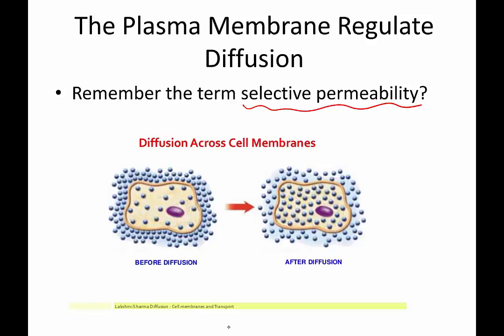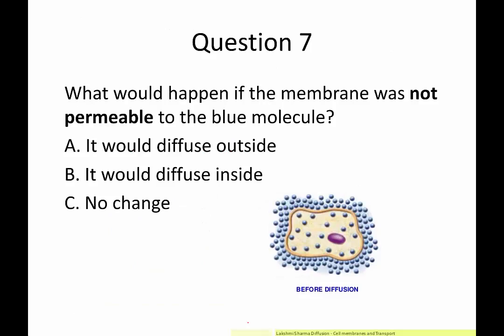You can see you have a high concentration of blue solute molecules on the outside of the cell, and over time, you can see those blue molecules diffuse inside. They pass the plasma membrane and diffuse inside the cell. So here's another question for you. This is question 7. What would happen if the membrane was not permeable to the blue molecule? Would it A, diffuse outside, B, diffuse inside, or C, there would be no change? What would happen if this membrane was not permeable to this blue molecule?